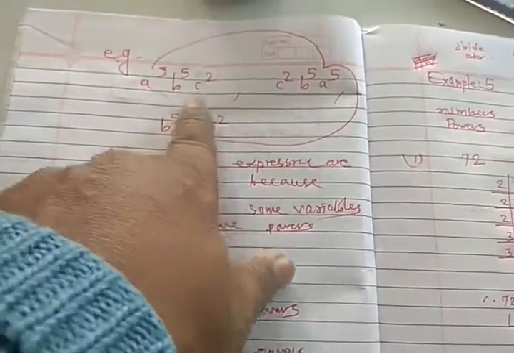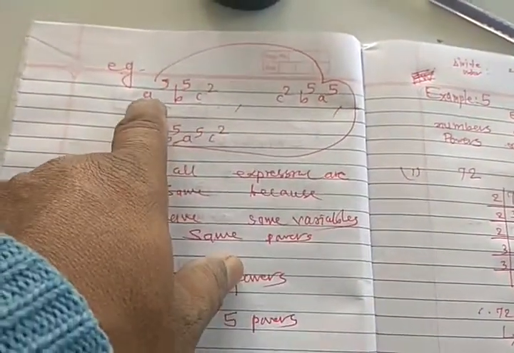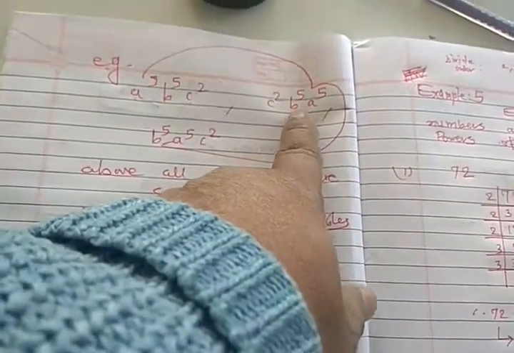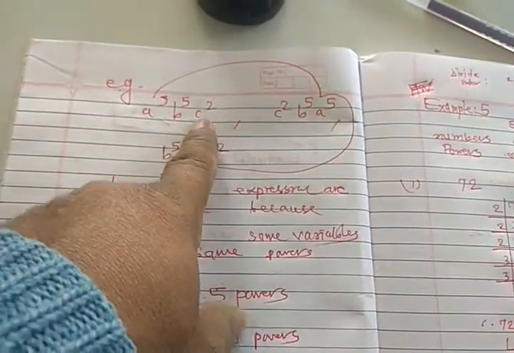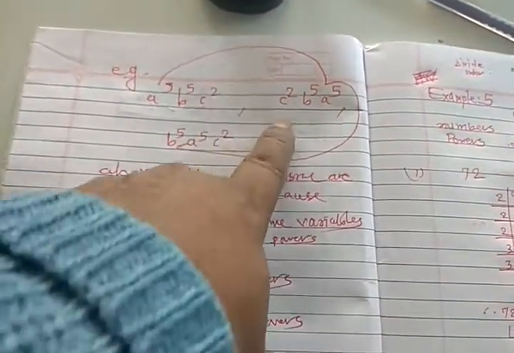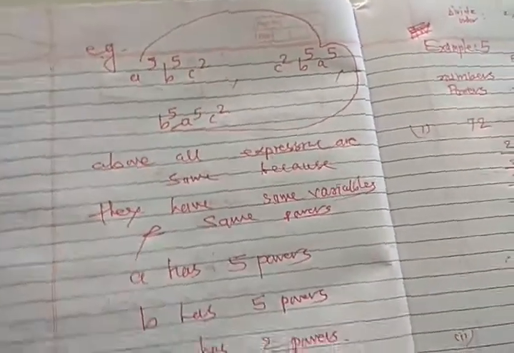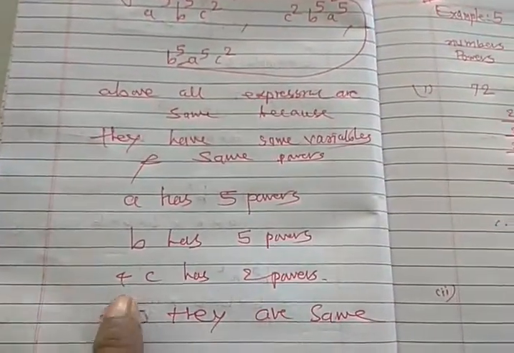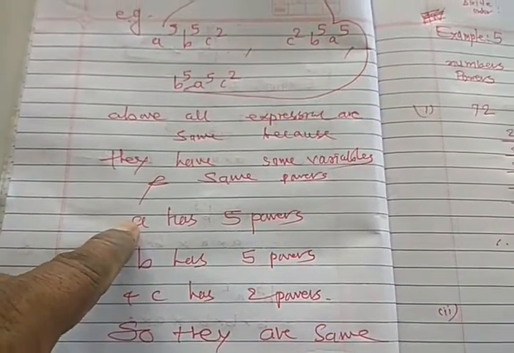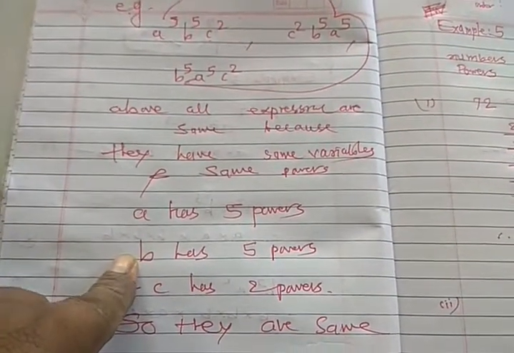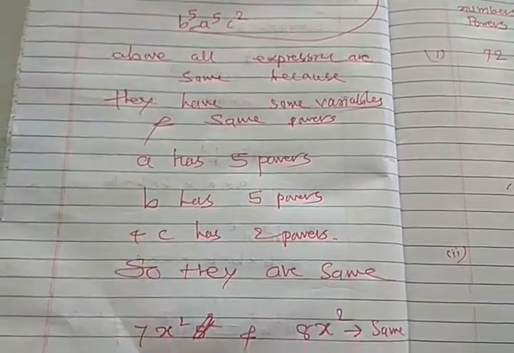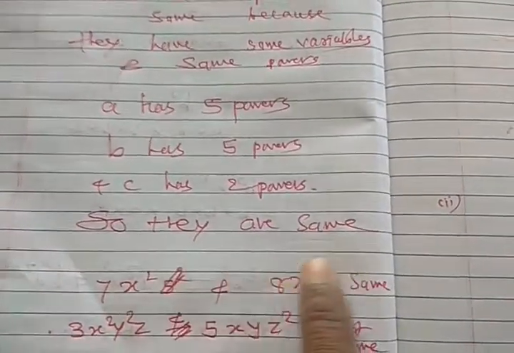Of course their orders are different. Here first is a, but here in the second position it is there, here c is in the third position, but here in the first position. Don't look at the order, you have to see that power and variables. So they have, a has 5 powers in all, b has 5 powers in all and c has 2 powers in all. That's why they are same.